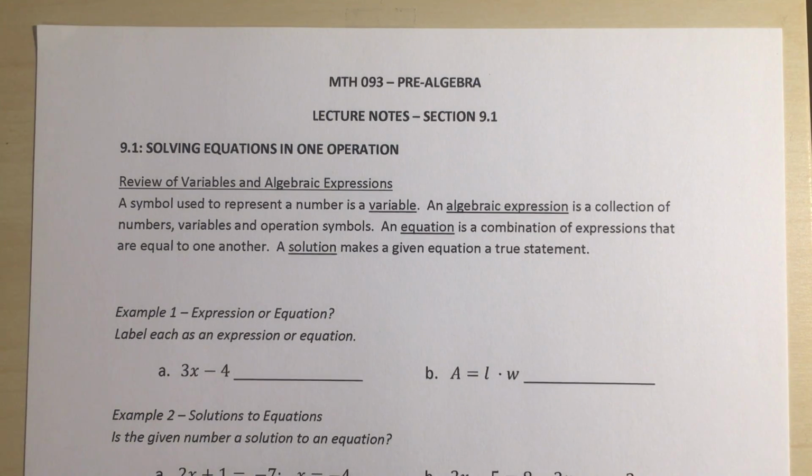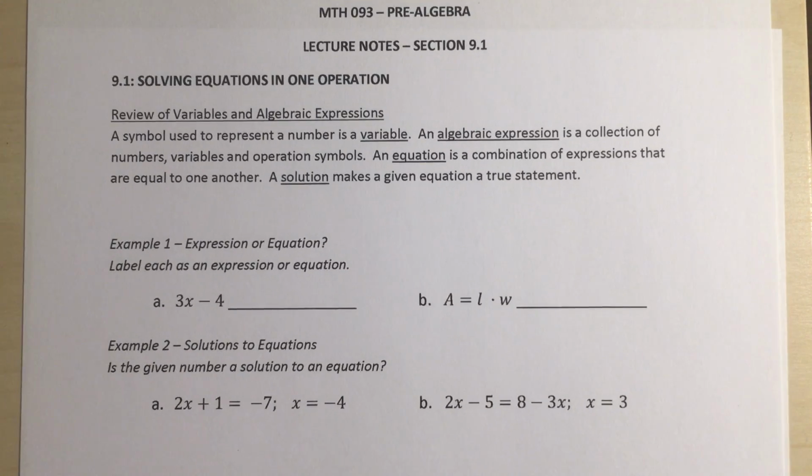So an equation is a combination of expressions that are equal to one another. So the big difference between an expression and an equation is whether or not we have an equal sign that we can actually see. And then what we're looking for when we're dealing with equations is we're looking for solutions. A solution makes a given equation a true statement.